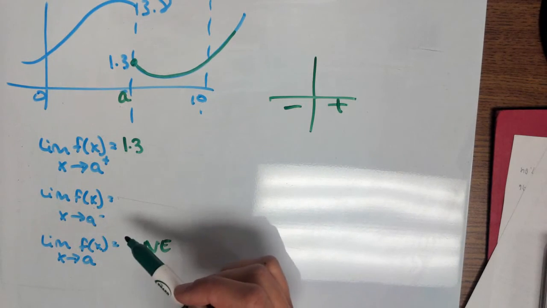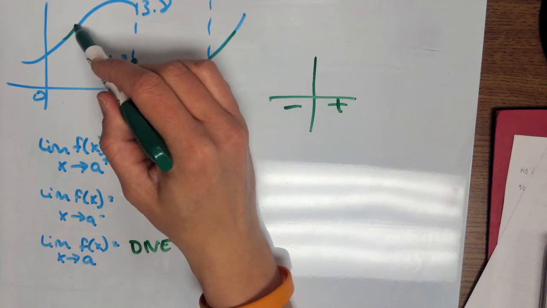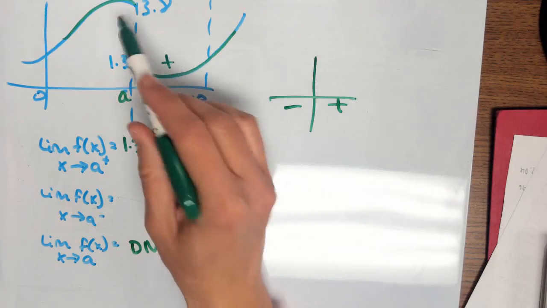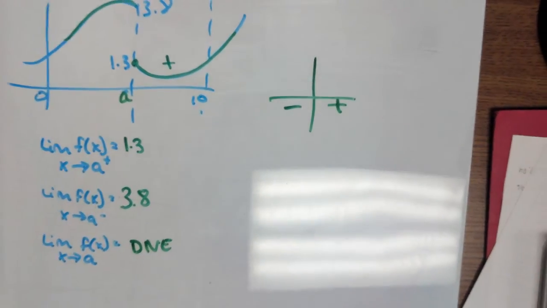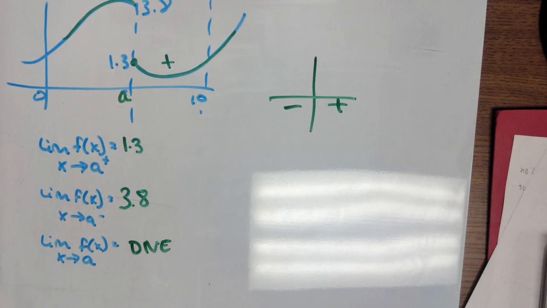My limit as x approaches a from the negatives, so that's coming up here, that's from the negatives, is going to be approaching 3.8. You notice these two are two different numbers? That means the overall limit does not exist, but the one-sided do.